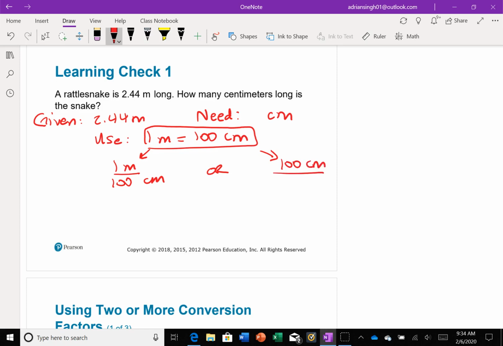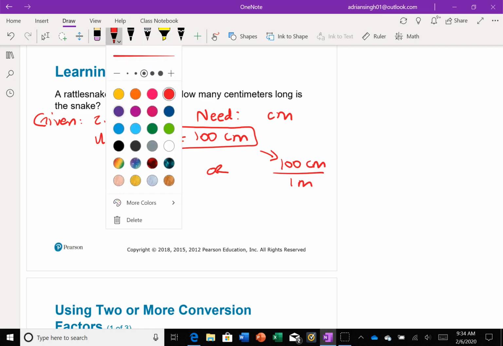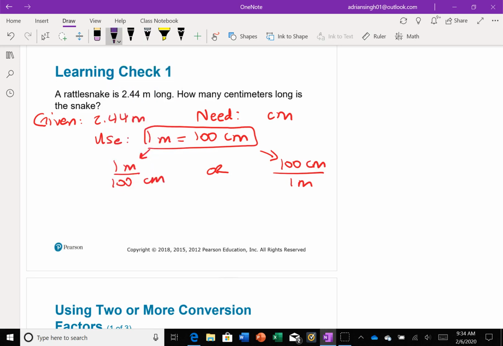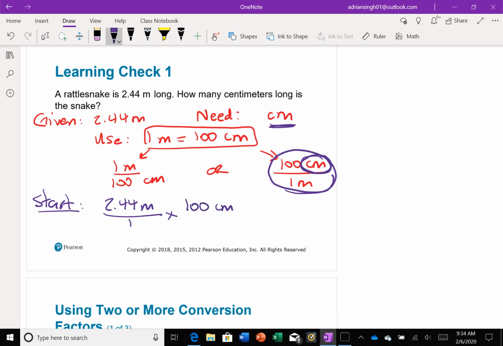And again, keep track of your units when you do this. So then our setup here, we're going to start with what's given. We have our 2.44 meters. We always put that over 1. And then our units are going to guide us in terms of which conversion factor we're going to use. Since we want to end up with centimeters as the unit, we're going to choose this conversion factor on the right that has centimeters on top, so that the meters on the bottom can cancel out right here.